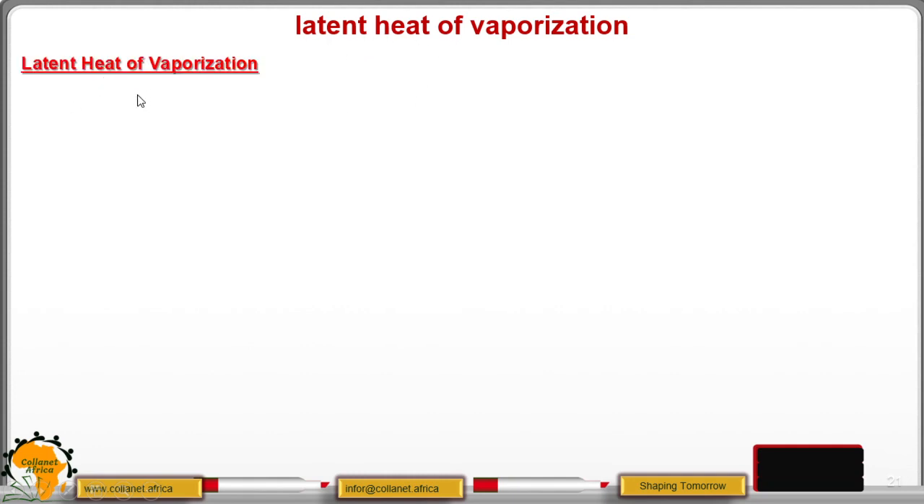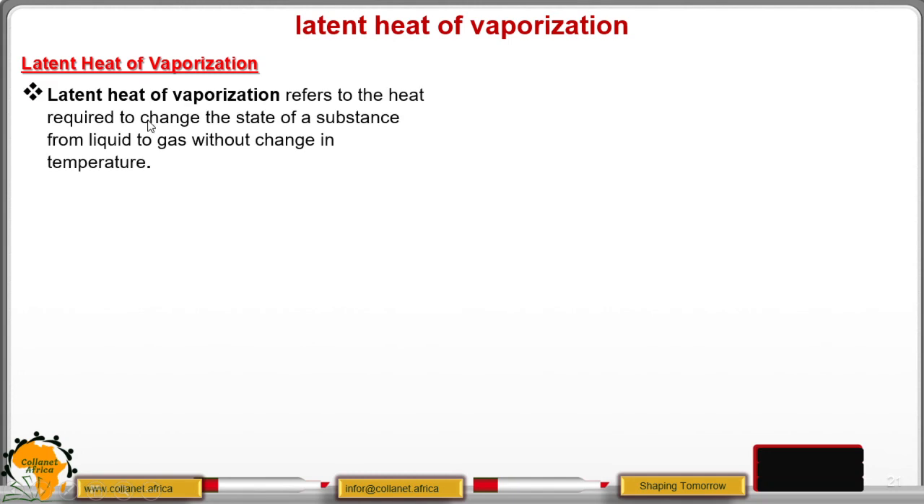We start with the definition of latent heat of vaporization, and this one refers to the heat energy required to change the state of a substance from liquid to gas without change in temperature.